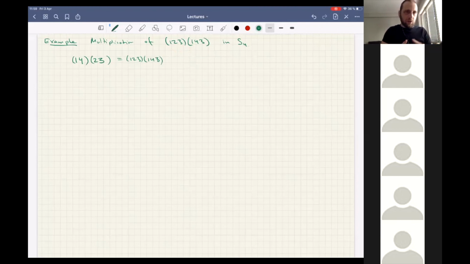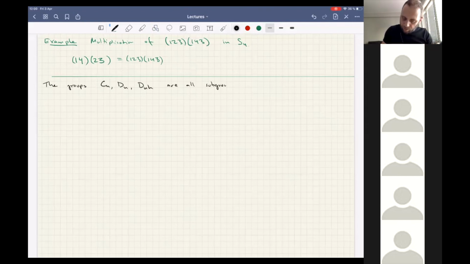That's the way you make multiplications of elements in Sn. Let me just quickly go through this. We have 1 minute left, and then I will have some time for questions as well. Let me make the note here that all of the groups that we looked at, Cn, Dn, and Dnh, are all subgroups of some Sn. It doesn't have to be the same n here as the n there, but they are subgroups of some Sn.